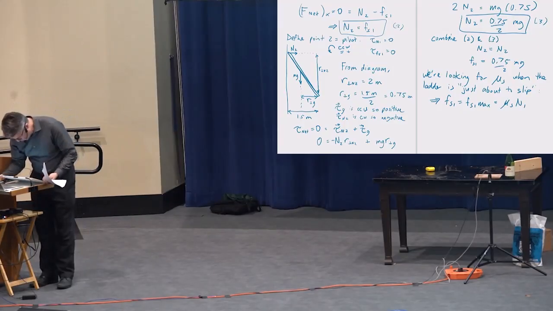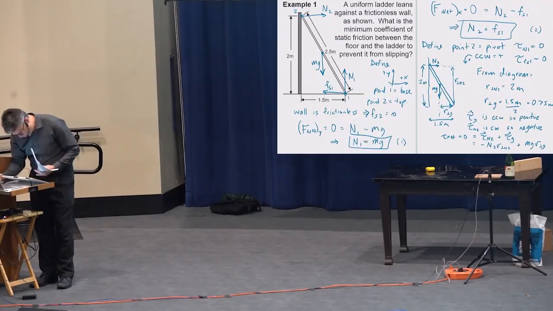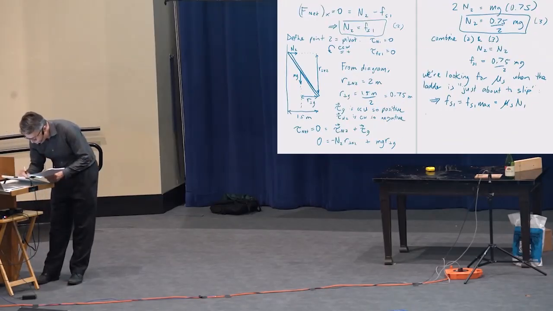But actually we have N1 somewhere, right? Yeah, it was mg. So recall from equation 1 that we derived, N1 equals mg. So what that means is that Fs1 is equal to mu sub s times m times g. So we're going to plug this into the above.